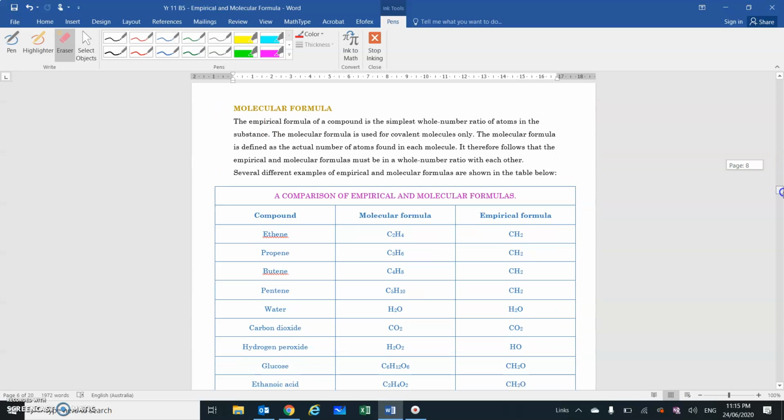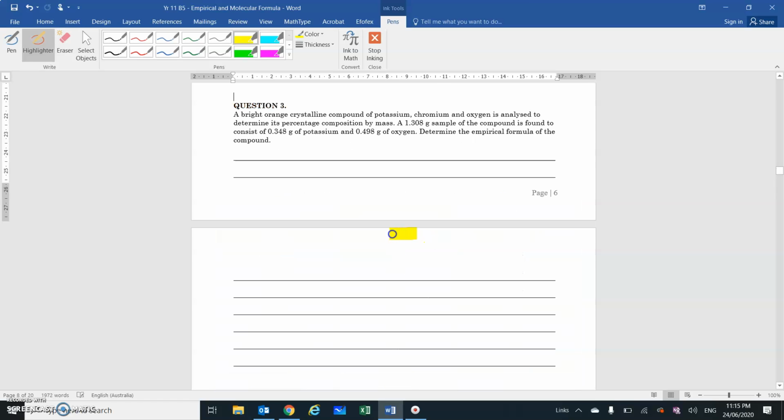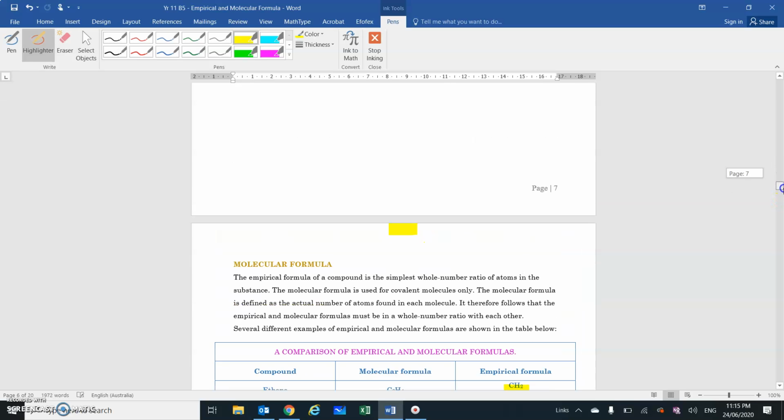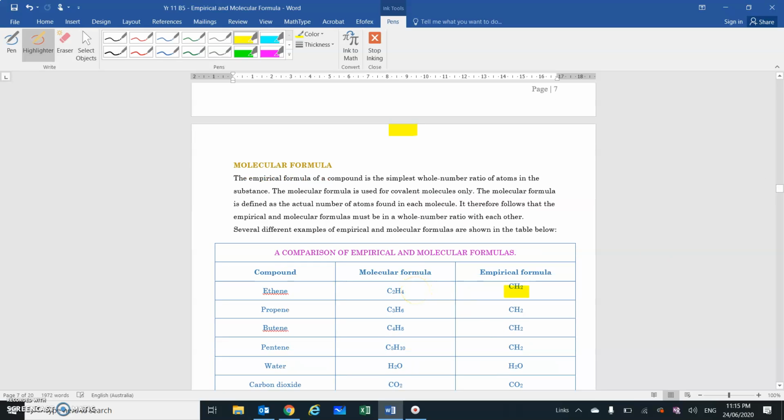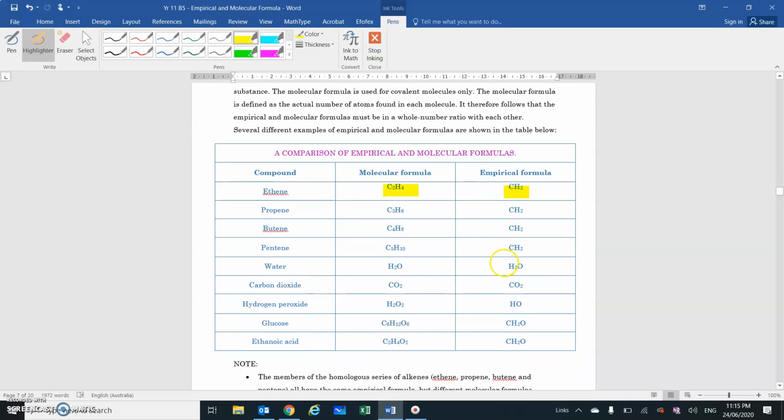Okay, so let's go down and have a look at molecular formula now. We just looked at empirical formula, which is the simplest ratio. The molecular formula is a multiple of that. So we look at CH2 for ethene, and the molecular formula is C2H4. The molecular formula tells you the actual number of atoms, so if you use the molecular formula, you can actually draw the structure. There are some things like water where the molecular formula and the empirical formula are exactly the same, so the ratio is 1-to-1. In this case, the molecular formula is double that of the empirical formula. You can see the carbons times by 2, the hydrogens times by 2.